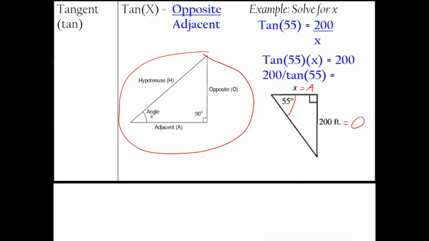Again, we multiply that x over, we get tangent of 55 times x is equal to 200. Divide tangent 55 from both sides. We find out that 200 divided by tangent 55 is equal to 140.04. So 140.04 is referring to this adjacent side.